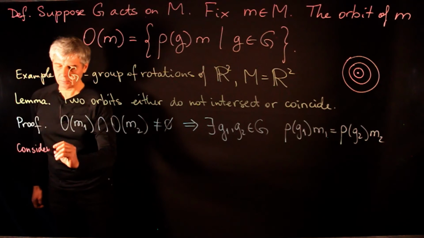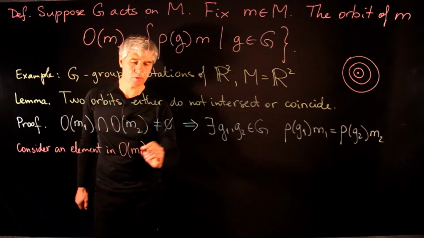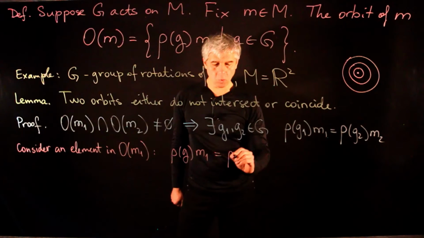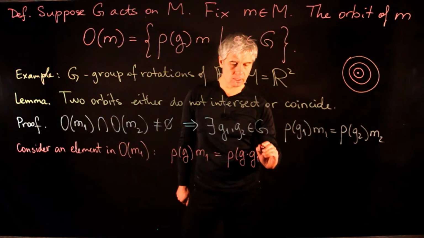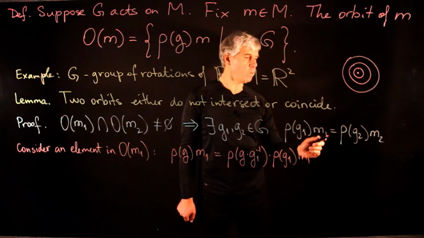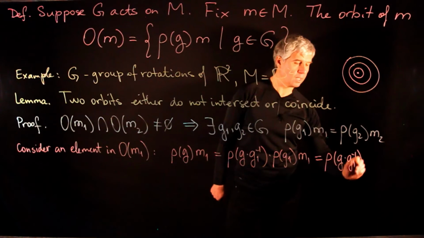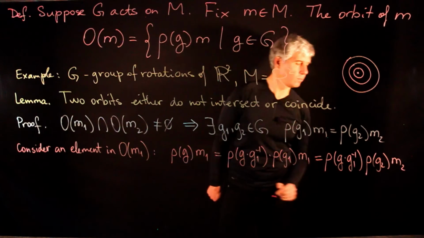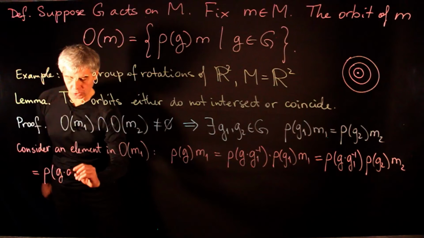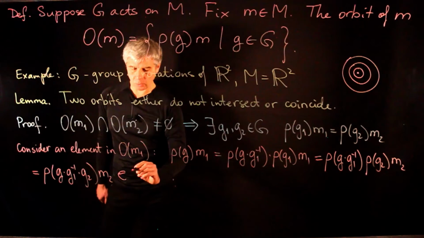Consider an element in the orbit of the first element. So this will be rho of g acting on m1. This can be written as rho of g times g1 inverse times rho of g1 acting on m1. But rho of g1 acting on m1 is the same as rho of g2 acting on m2. So what we get is rho of g times g1 inverse acting on rho of g2 m2. And by properties of the group action, this is the same as rho of g times g1 inverse times g2 acting on m2. And we see that the result belongs to the orbit of m2.